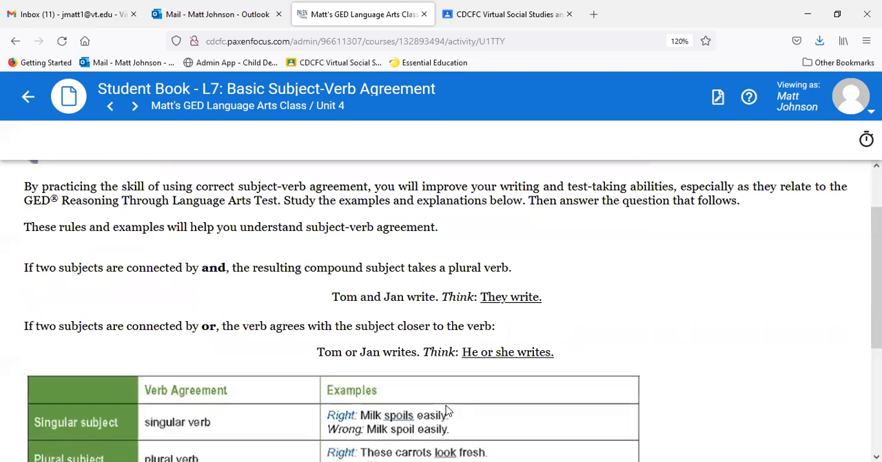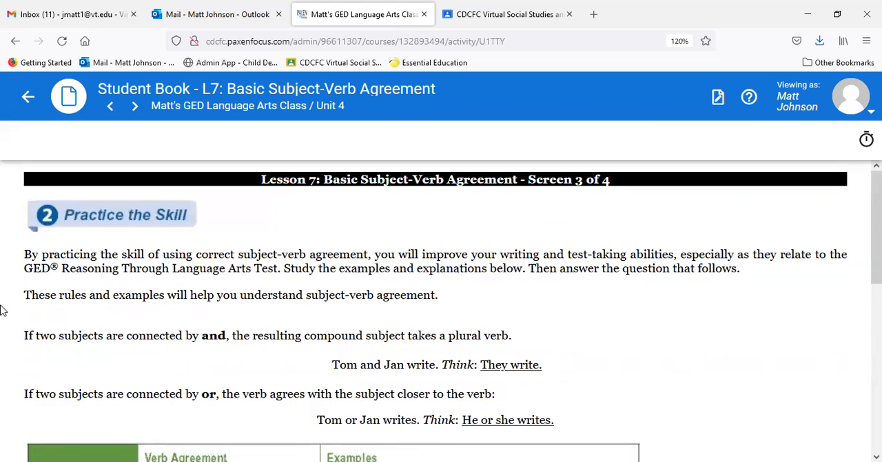So we'll take a little bit more of a look at the rule here. Okay, so a rule and an example, to help us understand subject verb agreement. If two subjects are connected by and, the resulting compound subject takes a plural verb because we're talking about more than one individual or one thing. So Tom and Jan write. Write is a plural verb. If I just said Tom writes, singular verb, writes is the singular. If I said the group, that's a collective noun, but it's singular, writes. If I said the kids write, that's plural.